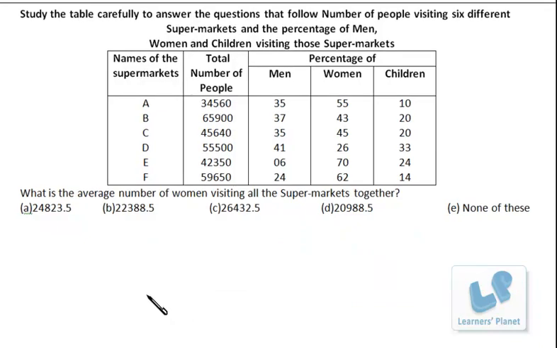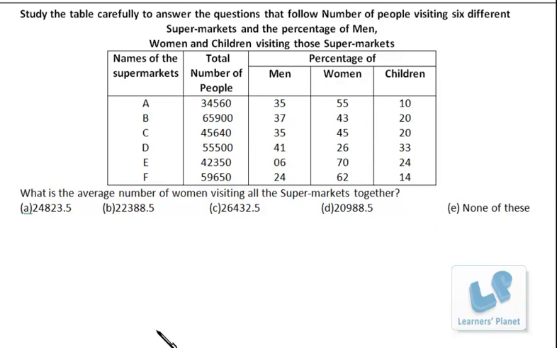Now friends, we have a dangerous question with us. It's really time consuming and highly calculative, and none of these is also there, so we have to be very careful. Now we have to find out the average number of women visiting all the supermarkets together. Now what you have to do in this problem? See, this is a number of people, 34560, and the women are 55%.